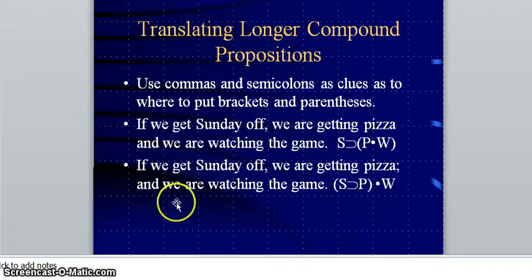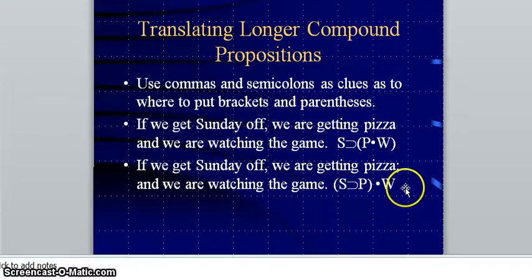Let's look at the next one. If we get Sunday off, comma, we are getting pizza, semicolon. So now here we are getting pizza and watching the game being a molecular statement, right? Proposition. Here we find getting Sunday off and getting pizza. And if we get Sunday off, we get pizza, right? If we get Sunday off, then we're getting pizza.